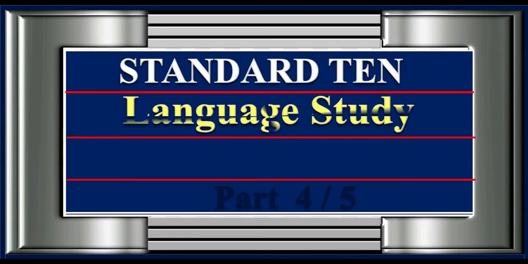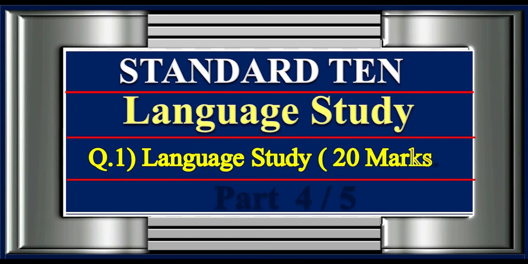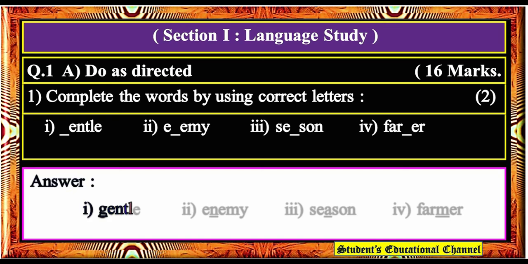Standard 10 Language Study. Question 1, Language Study, 20 marks, Part 4 of 5. Question 1 A. Do as directed, 16 marks. First, complete the words by using correct letters, 2 marks. Answer: gentle, enemy, season, farmer.